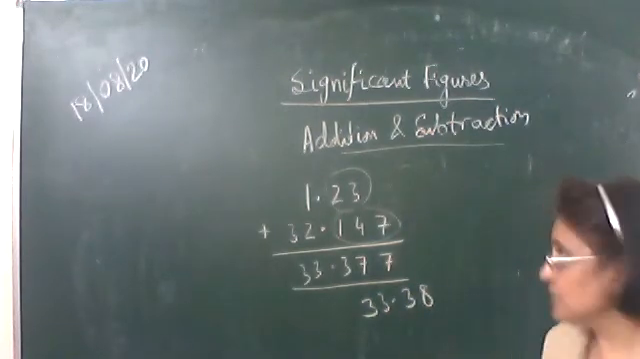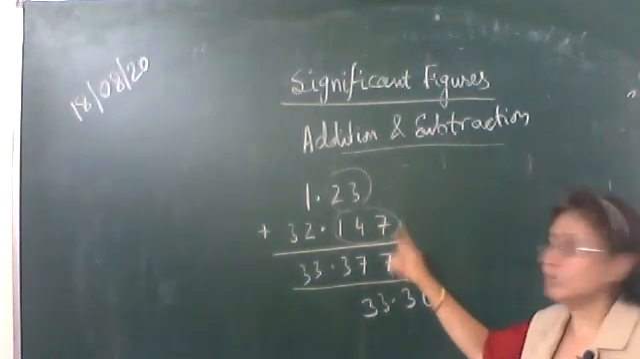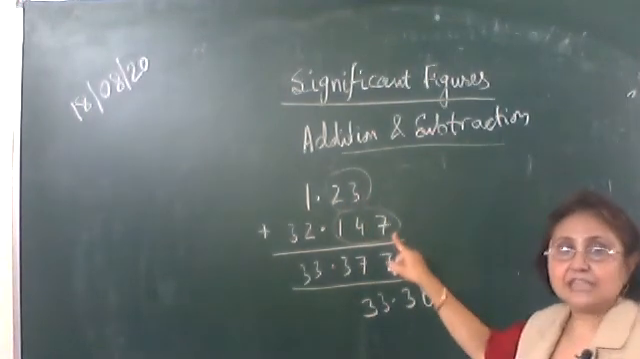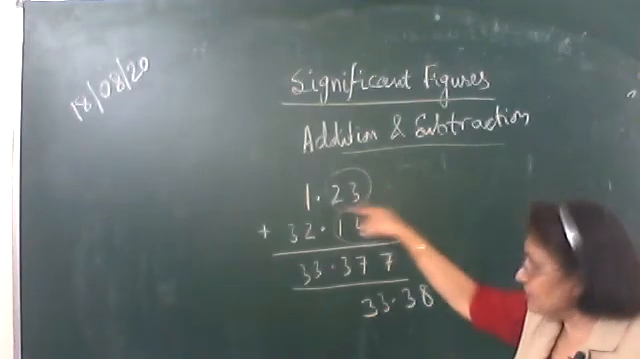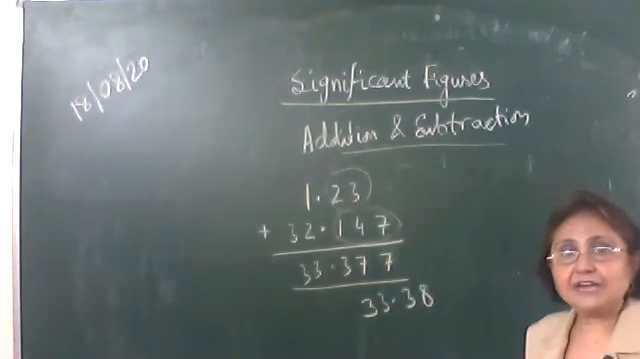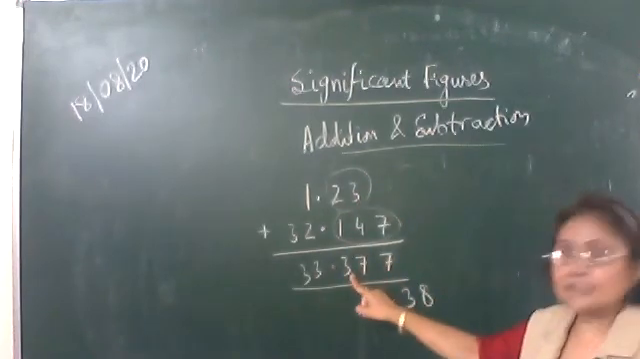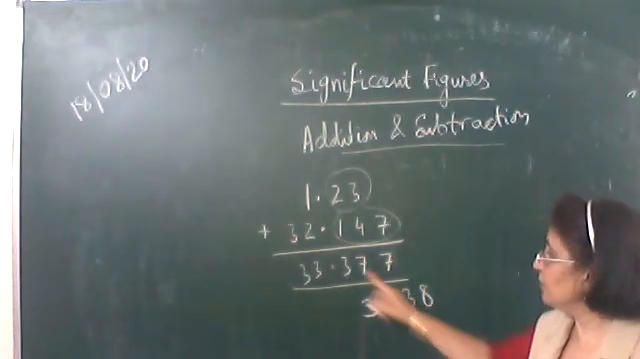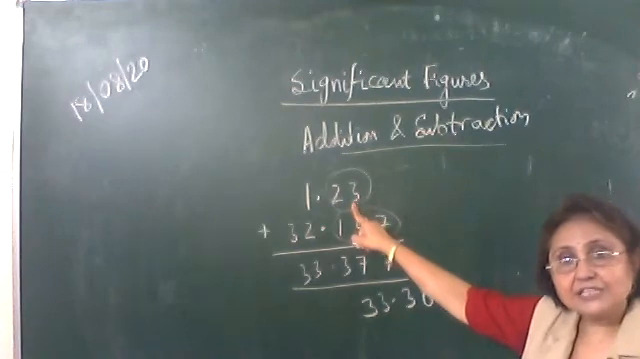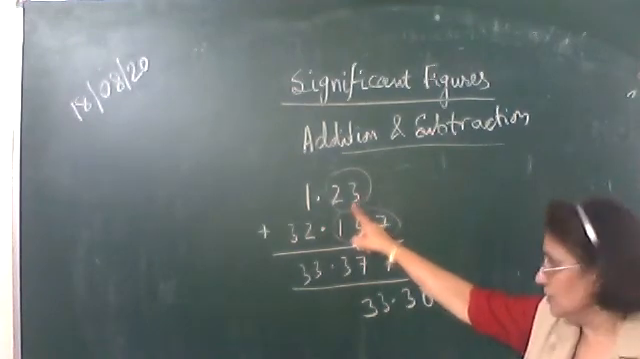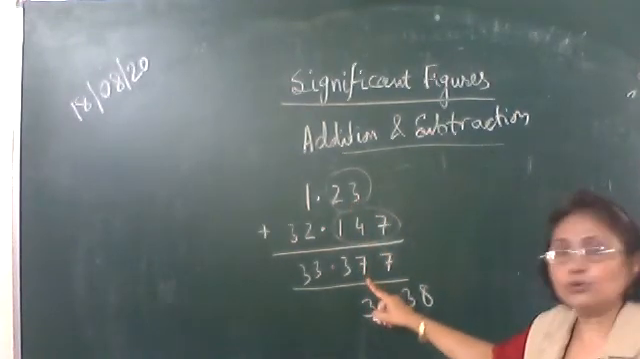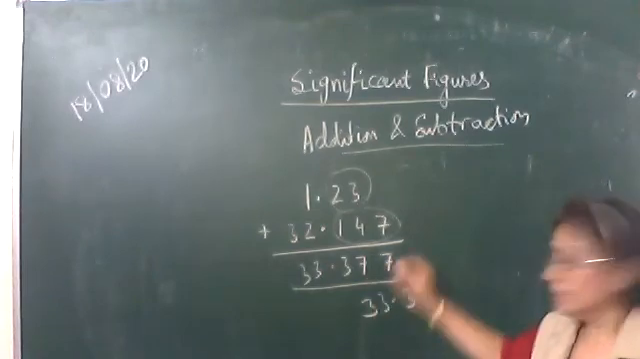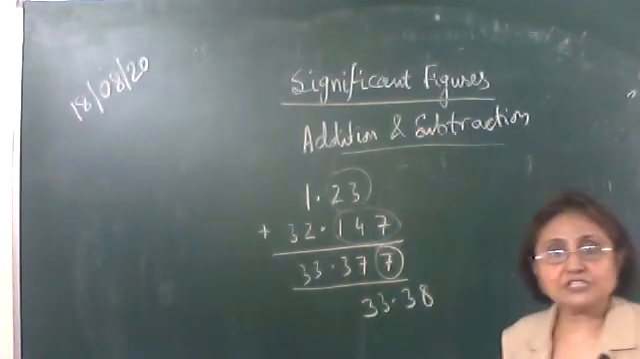So in addition as well as in subtraction, count the number of digits after the decimal. The one which is having minimum number of digits after the decimal, in the answer also those many digits should be retained after the decimal point. So here we see that after the decimal there are only 2 digits. So the answer should also have 2 digits after the decimal. So it means we have to drop out this digit.